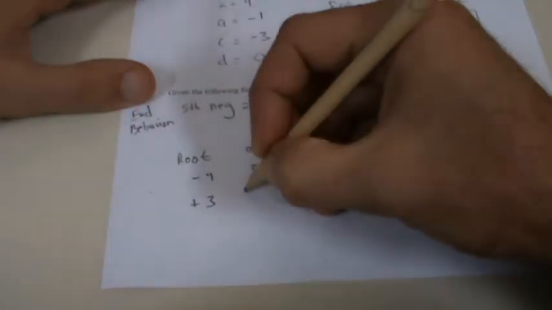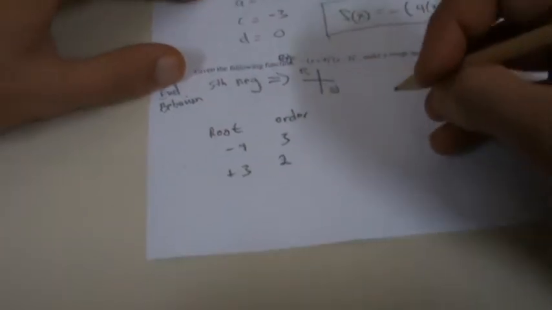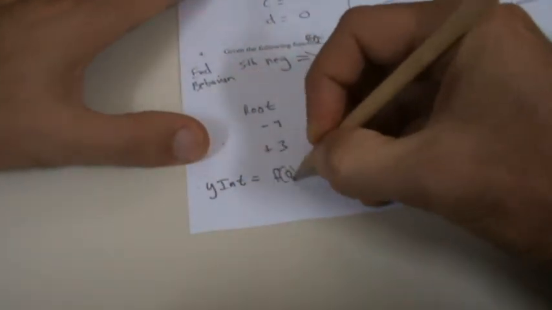I've got a root at negative 4, and its order is 3. And I've got a root at positive 3, and its order is 2. So this is going to be a pretty easy one to figure out. Then I'm also going to figure out the y-intercept. The y-intercept is f of 0.